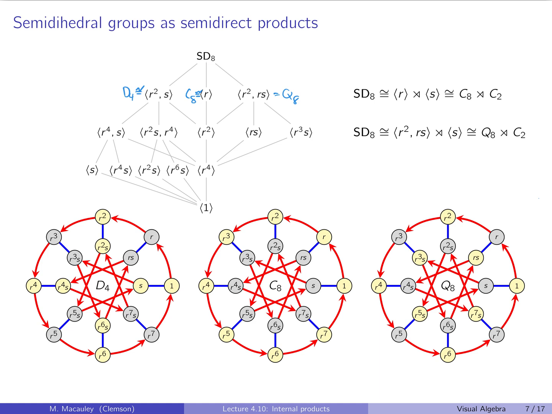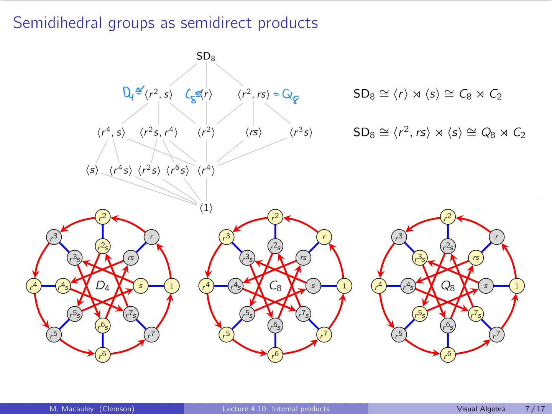So notice that SD₈ does not break up as a semidirect product of D₈ with anything else, because there is no order 2 subgroup that intersects trivially with it. All of these things are contained in it. There's nothing over here. And in terms of the Cayley graph, none of these nodes that are not in the subgroup have order 2. So what we would need is a subgroup of order 2 that intersects trivially with it. But none of these 8 nodes have order 2.